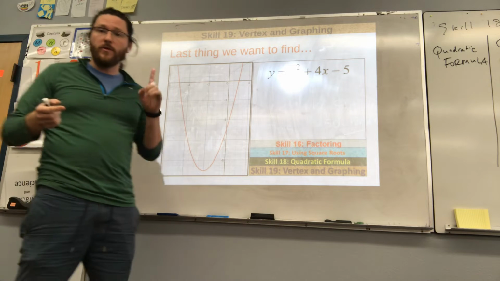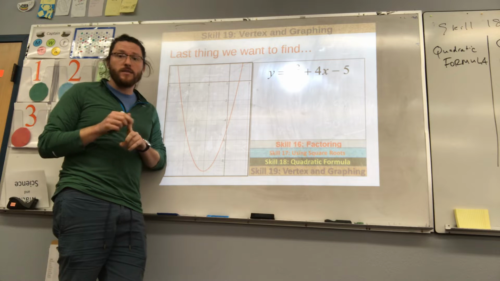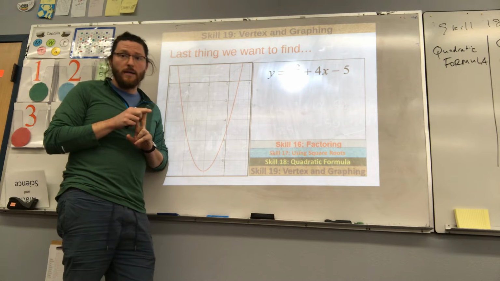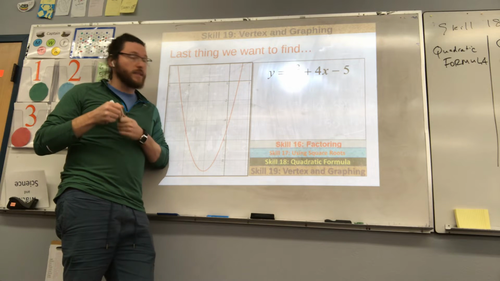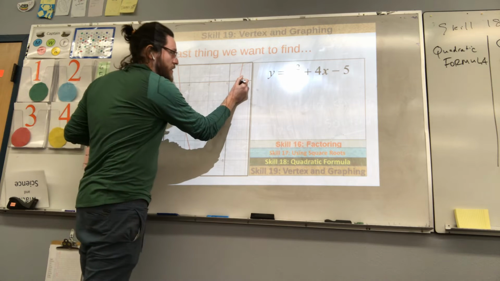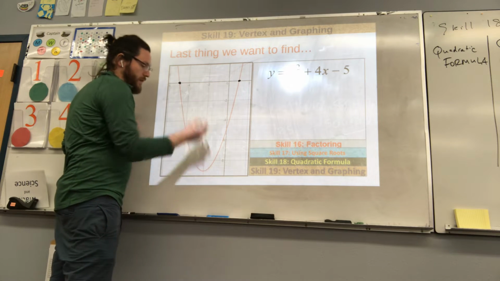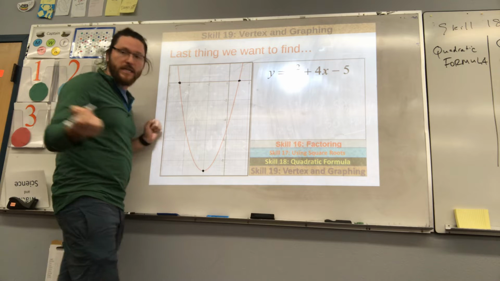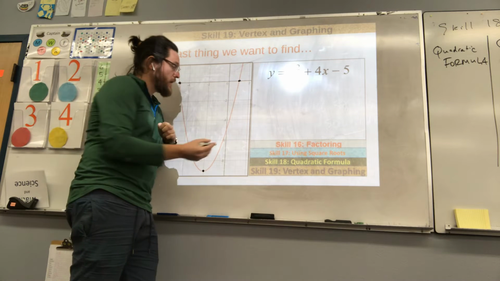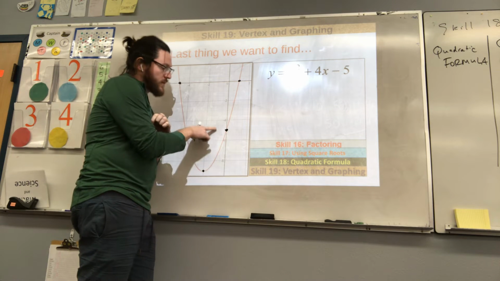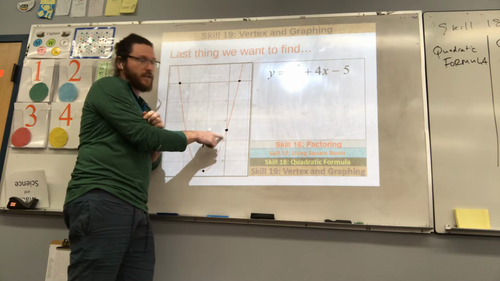Now that we feel pretty comfortable, hopefully, finding the vertex and also finding the solutions of any parabola is the last thing that we can find, right? We can find our x-intercepts. We can find our vertex. And there's one other really easy thing to find that I'm going to throw in here, and that's the y-intercept. It's this number right here, and we can see on the graph it's at -5.